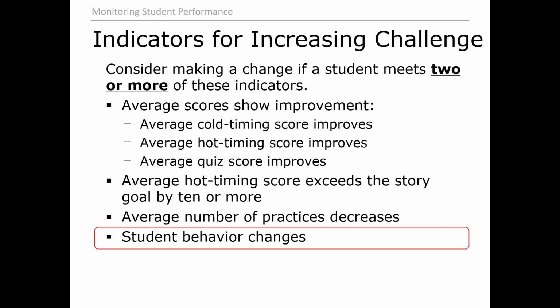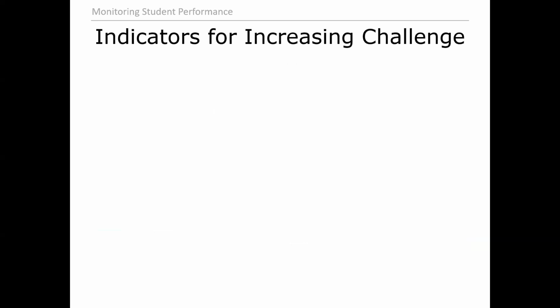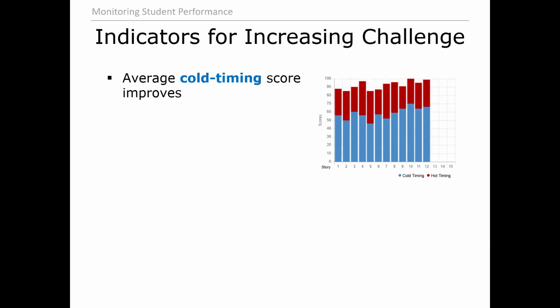The last thing to consider is not in your Students at a Glance report. Instead, that last thing to consider is the behavior of the student. That's something that you as a teacher will notice. If you have a student who loved the program a while ago and now they're not as into it, not as engaged, possibly they need more of a challenge. And that's another thing to consider. So here are all those indicators for a challenge in visual format.